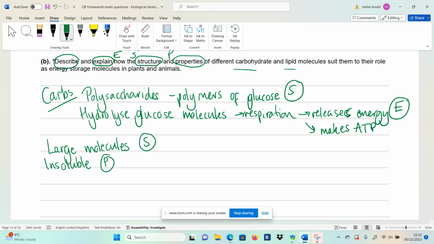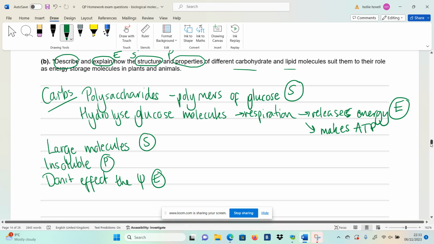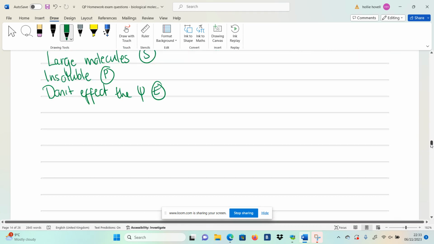And then you could say, why is it important? Explain why it's important that they're insoluble: it's because then they won't affect the water potential of cells. So they won't cause water to move into or out of cells, causing the cells to either burst or shrivel. So they don't affect the water potential. That's a symbol for water potential. So that's then an explanation. Okay, so you can see how if you're making a comment about the structure or the property, you need to explain it each time. Otherwise, they're going to cap what level of mark you can have.